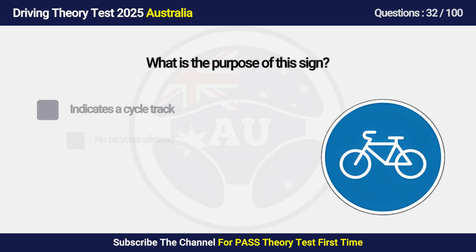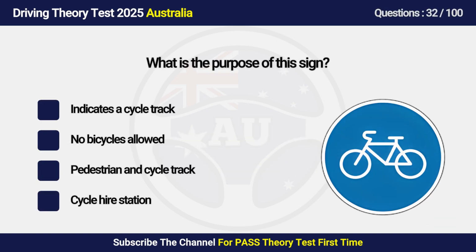Question 32. What is the purpose of this sign? A. Cycle track. B. No bicycles allowed. C. Pedestrian and cycle track. D. Cycle hire station.